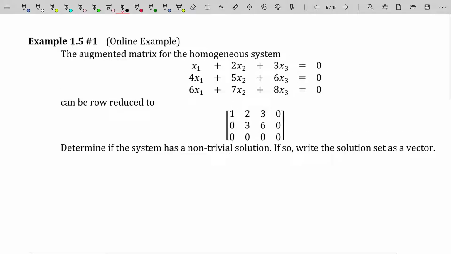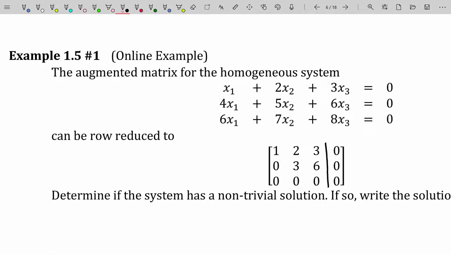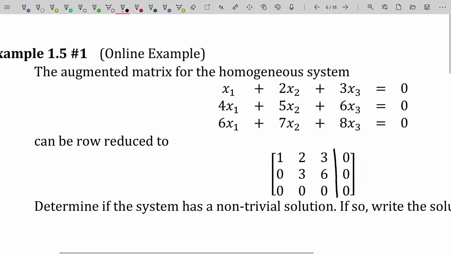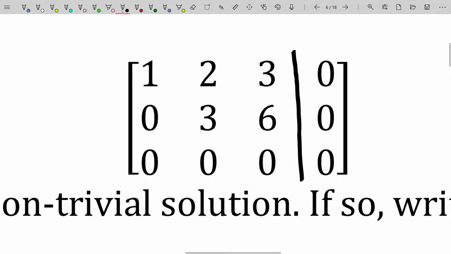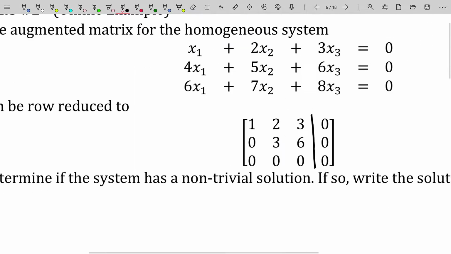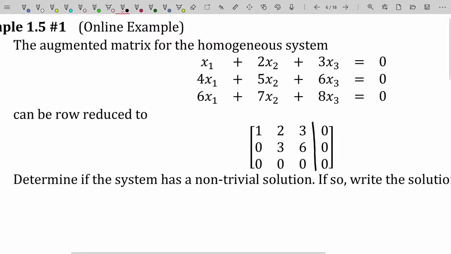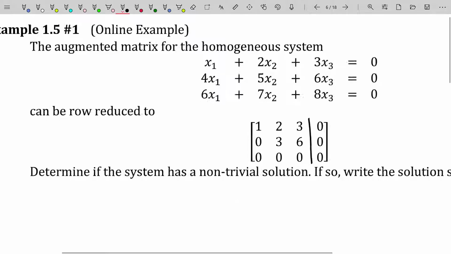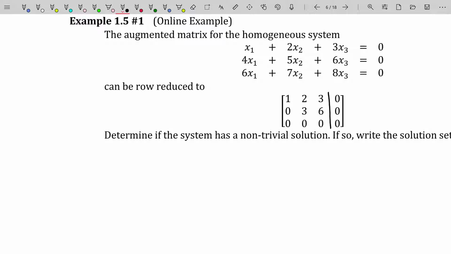Diving into this example, this is just an example video here. The augmented matrix for the homogeneous system that you see right there can be row reduced to the following. Normally I write this out just like this if I'm teaching it in class because I don't have the time in a linear algebra course, nor does your professor likely, to sit here and row reduce everything in your field of vision. However, because we are in an online environment, the least I could do is place this linear system into an augmented matrix and then just quickly show the row reduction.